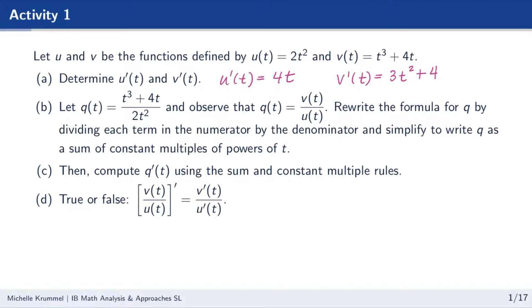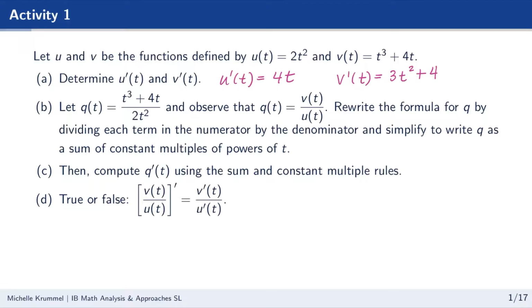Now let's consider this new function, which is formed by taking v and dividing it by u. So we're calling this new function q of t. You can think of the q as quotient. So this function is a quotient. It's the quotient of v over u.